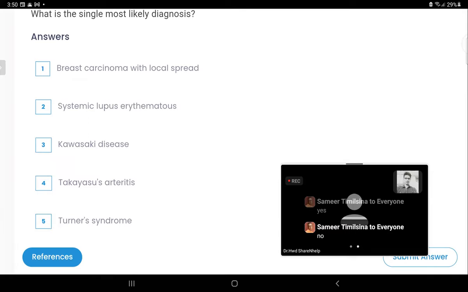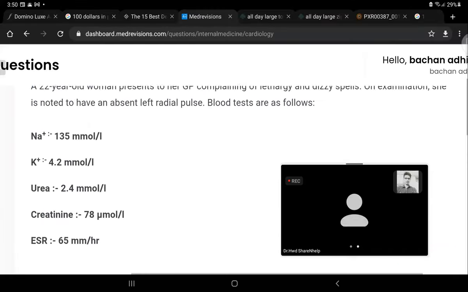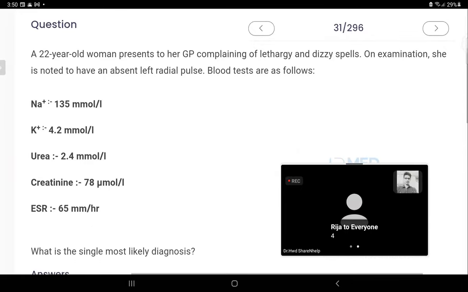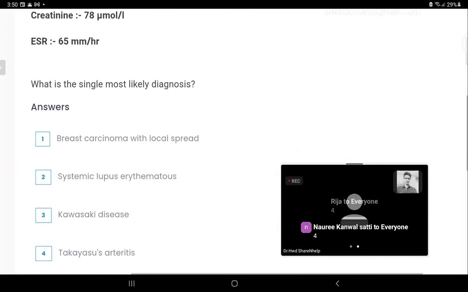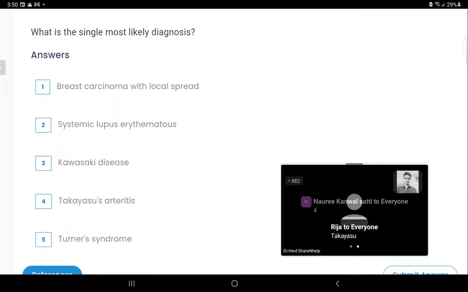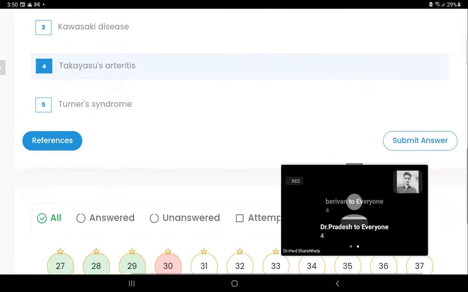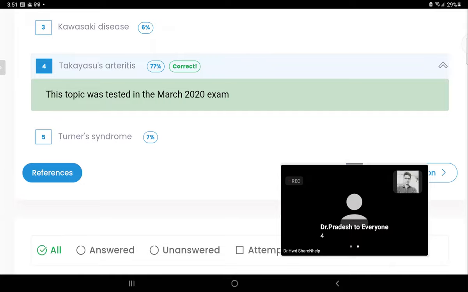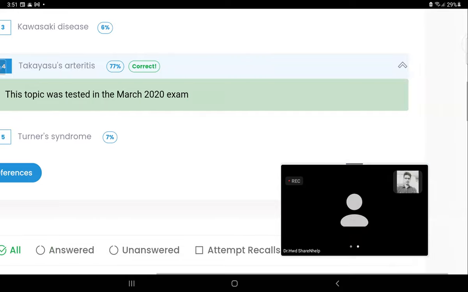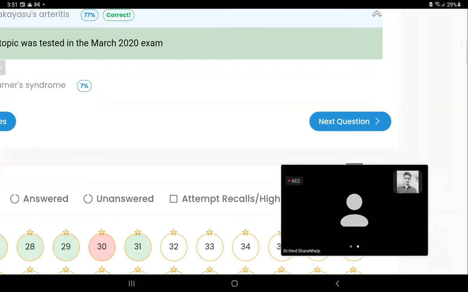Okay, all right. Breast carcinoma with local spread. She is how old? She is 22 years old, nothing else, just lethargy and dizzy. All right. SLE, Kawasaki, Turner's. What is it? Takayasu arthritis. That might be the right answer. Let's see if that is true. Very correct. This was tested in March 2020. I don't think I have to discuss it. If you want me to, I would, but this is fairly easy to answer.